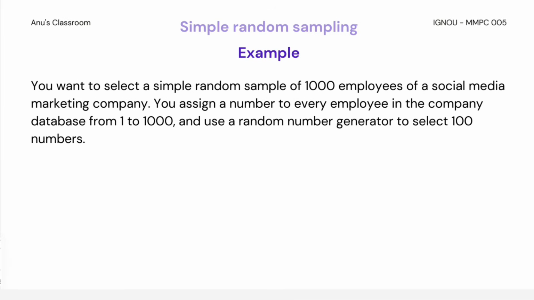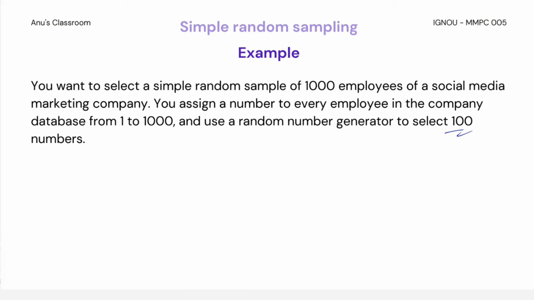For example, if we have 1,000 employees and we need to select 100 employees from that, maybe we can number the employees from 1 to 1,000 and use a random number generator to generate 100 random numbers, and that gives us the random sample. When we use a random number generator, there is a chance that the same random number might occur more than once.